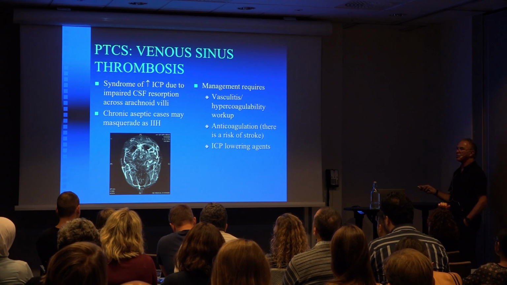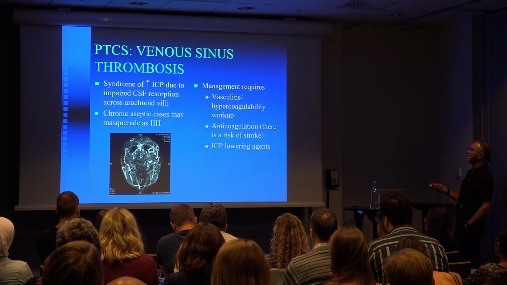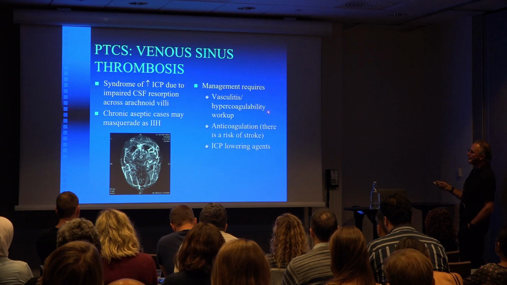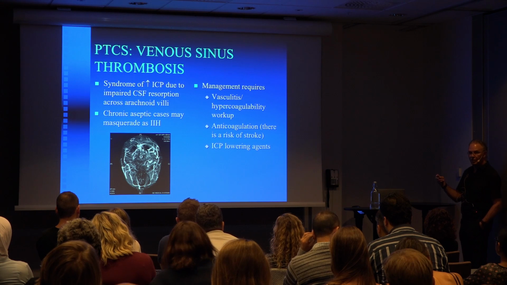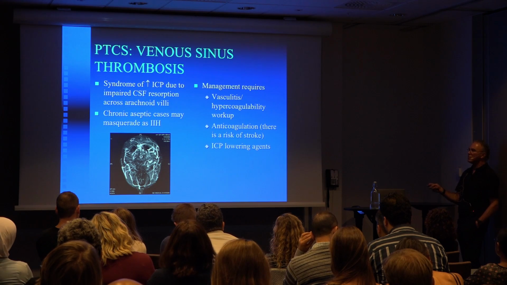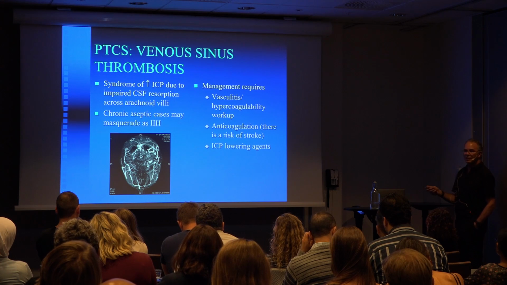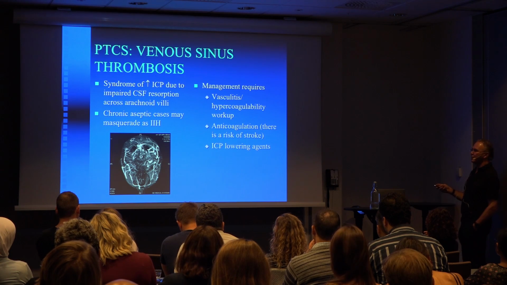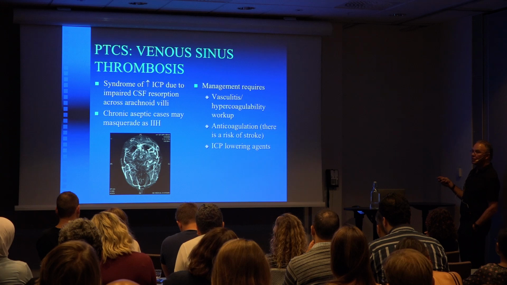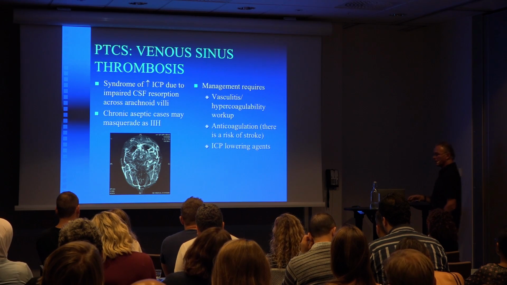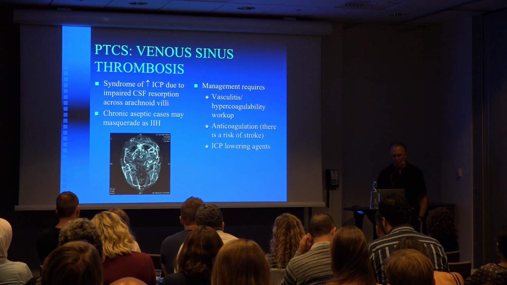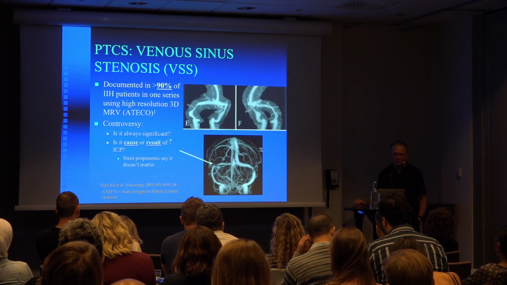You need to find out whether somebody's got a venous sinus thrombosis, and if you find it, they need a vasculitis workup, they need a hypercoagulability workup, they need anticoagulation if you're seeing this in the early phases to prevent stroke. If you're seeing them a lot later, you probably won't anticoagulate them, but you'll get the neurologist or the insurance involved with that to make that decision. But in the acute phase, there's a risk of stroke, and so you've got to look at that. And you do things to lower the intracranial pressure. So an important diagnosis to make.